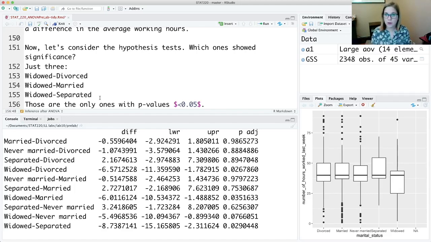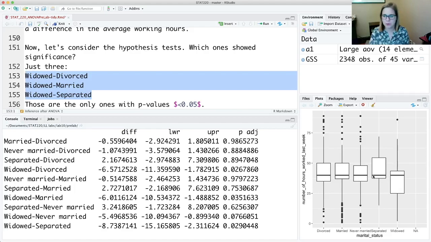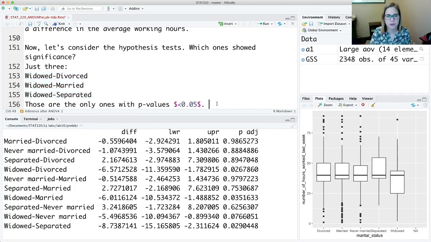This has already been adjusted. We don't have to worry about additional family-wise error rates. That's been fixed for us. So those are the only 3 significant differences. Widowed is different than divorced, widowed is different than married, and widowed is different than separated. But there's maybe not a significant difference between never married and widowed. And all the rest of them, no significant difference between them.